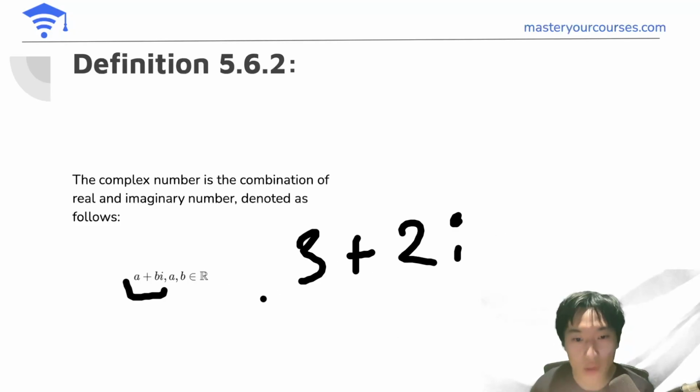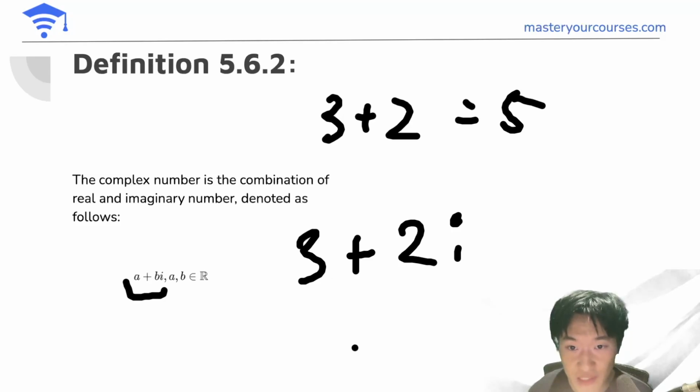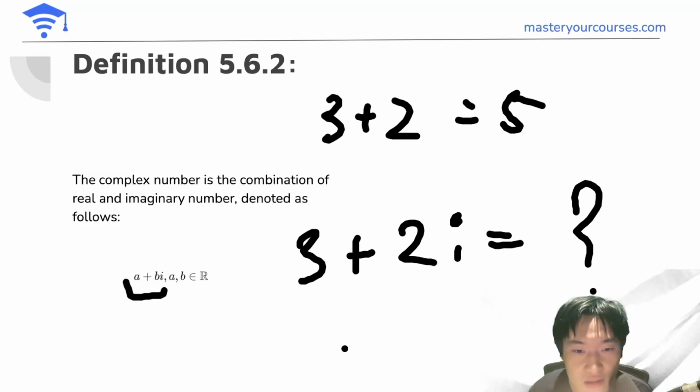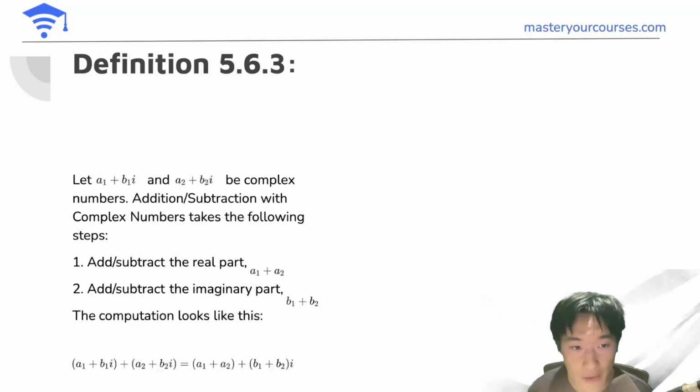This is something you've never worked with before. We always work with something like 3 plus 2. This is well defined. It's equal to 5, right? If we were told, what is 3 plus 2i? It's just 3 plus 2i. That is the simplest form you can get. So when we're working with complex numbers in terms of the SAT, we're just trying to find a way to simplify so that we get this form of the complex number, a plus bi, where a, b are elements of the reals.